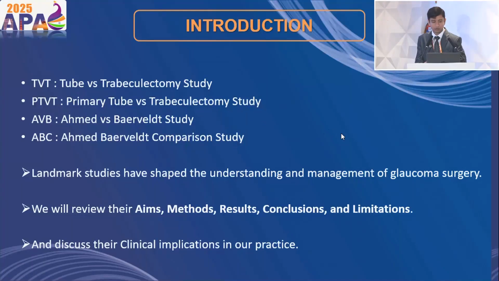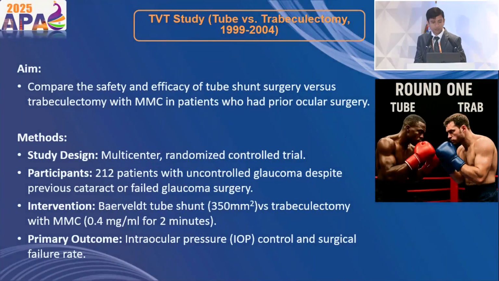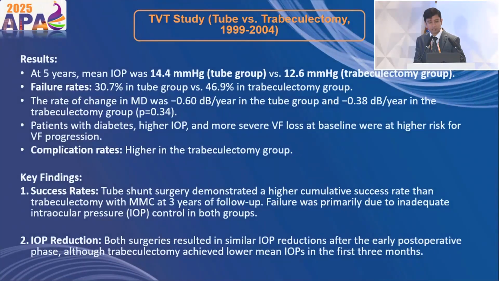Okay. So the first one is the Tube versus Trab. The aim was to see the safety and efficacy of tubes versus trabeculectomy with mitomycin in patients who had previous ocular surgery, either cataract surgery or a filtration surgery, but patients who had extensive scarring of the conjunctiva were excluded. All these studies are multicentric randomized control trials. They had 212 patients randomized into either Baerveldt 350 mm square, or a trab with mitomycin 0.4 mg per ml for 2 minutes, and they looked at IOP and safety.